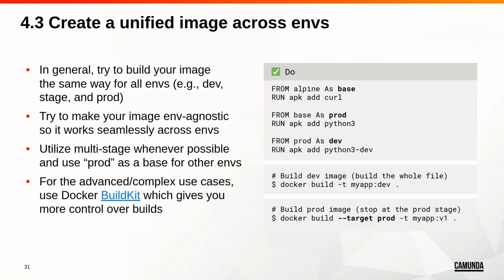And as you can see in the example here, the same Dockerfile is used for different environments. And it's always a good idea to use the cleanest and the smallest stage for the other environments, or as a base for the other environments, as shown here. And if multi-stage is too simple for your use case, you can always check the advanced options in Docker BuildKit, which gives you more control over the builds.